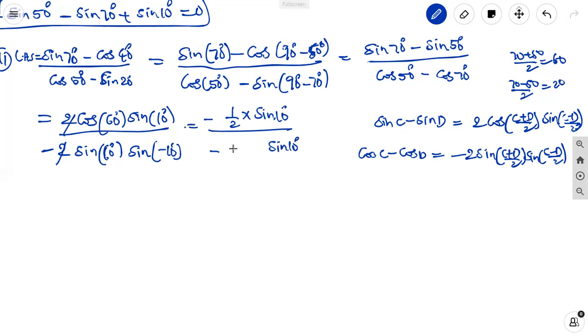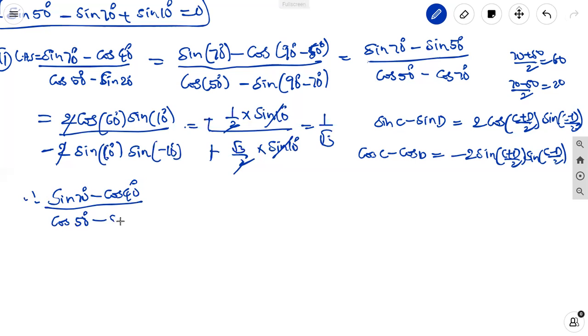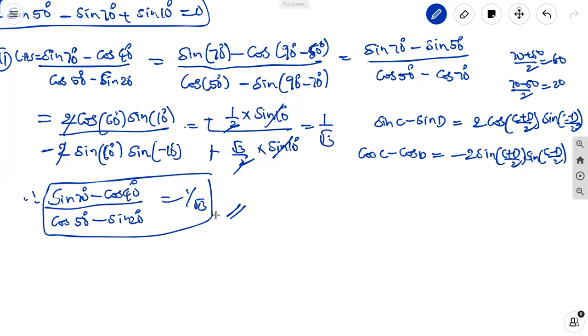Sine 60 value is root 3 by 2 into sine 10, the 2 get cancelled, minus minus is also cancelled. We are getting 1 by root 3. Therefore, (sine 70 degrees minus cos 40 degrees) by (cos 50 degrees minus sine 20 degrees) is equal to 1 by root 3. This is the way how to do these problems.